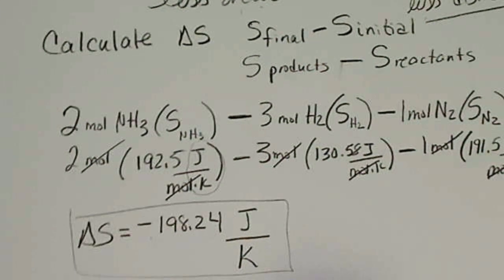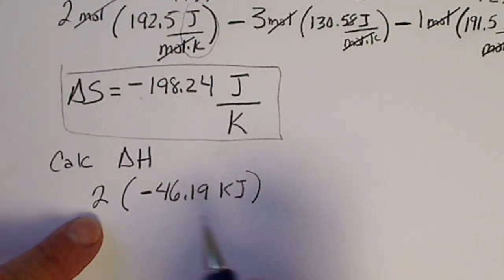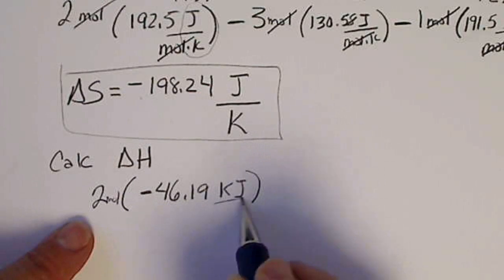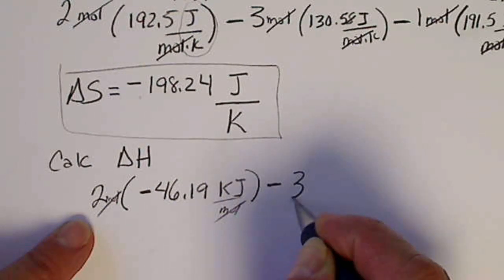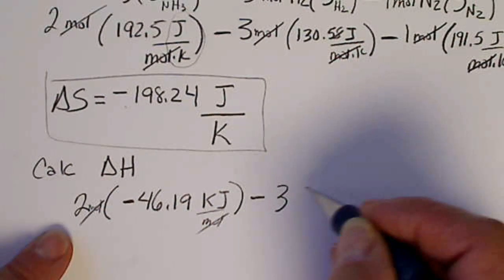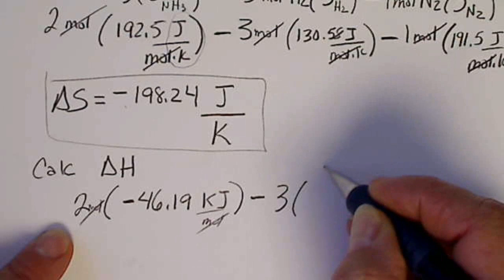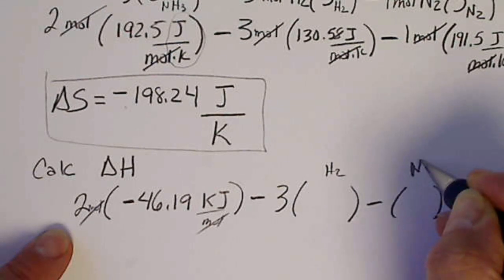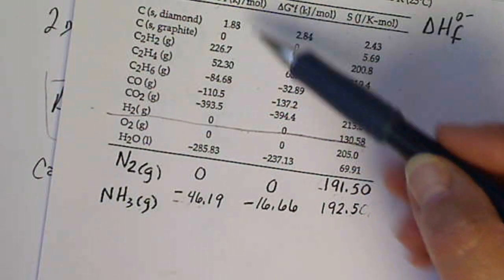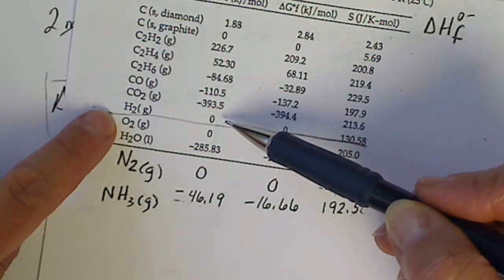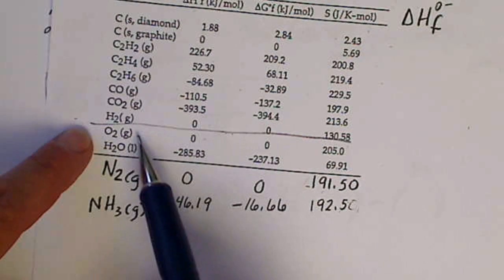That's a kilojoule per mole, so the mole cancels the kilojoule per mole. Again, you really don't need to write that. And I'm going to subtract off 3 times the delta H for hydrogen minus 1 times the delta H for nitrogen. If you recall from earlier classes, the heats of formation for elements are going to be 0. And we can see that here.